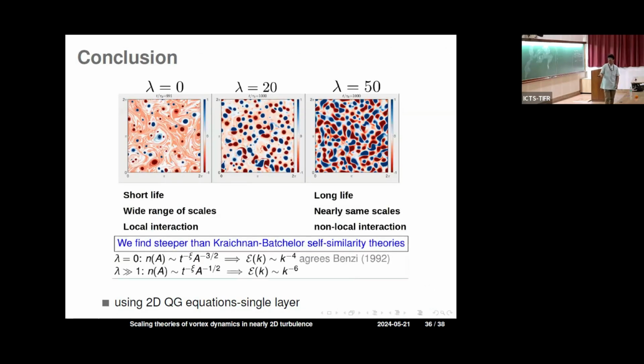So the conclusion is, near the equators, vortices are short-lived, with a wide range of scales, and local interactions are possible. At mid latitudes, there are long-lived vortices, nearly the same scales you will see, but non-local interactions really develop in the system. And all these things are under a toy model like the 2D quasi-geostrophic equation under the F-plane approximation. Thank you very much. Thank you, everyone.